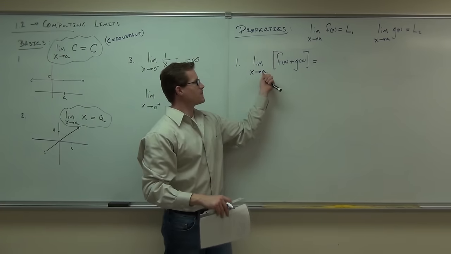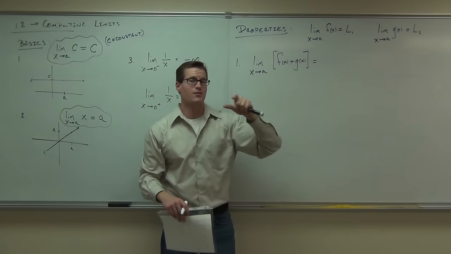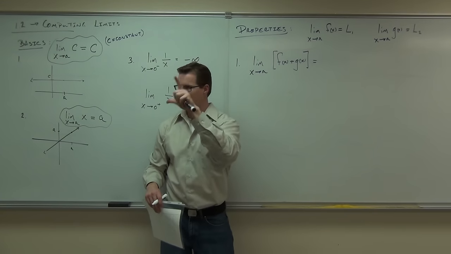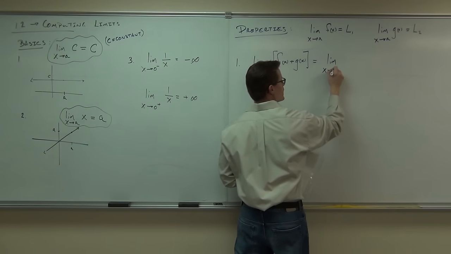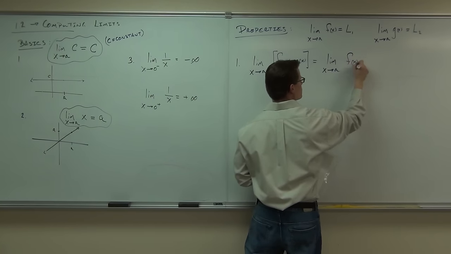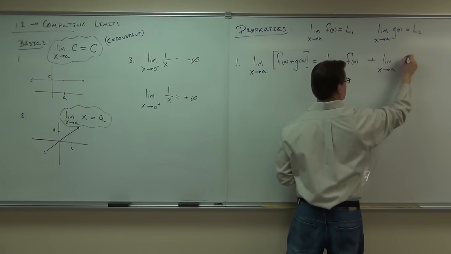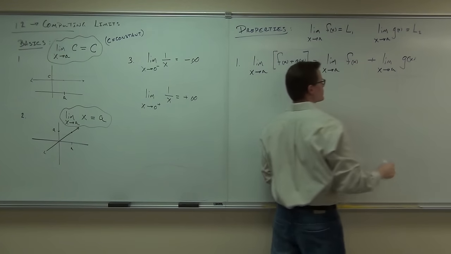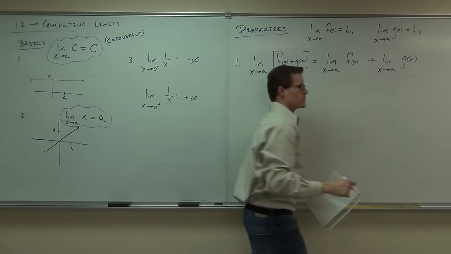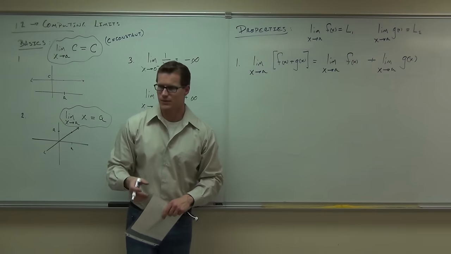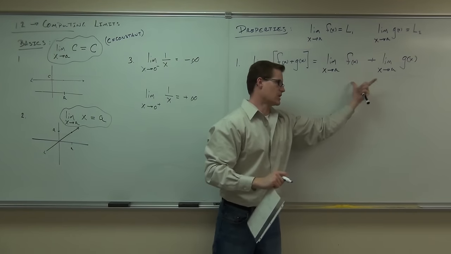If you have a limit where you have a function inside of it added to another function, no matter what that function is, you can separate it. So for instance, you can do the limit as x approaches a of f of x plus the limit as x approaches a of g of x. That's legal. You can separate limits by addition. It's kind of neat, right? By the way, this is why you had to have the same letter here, because we have to do that.